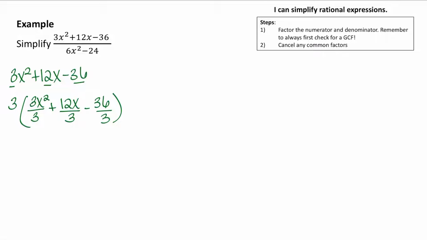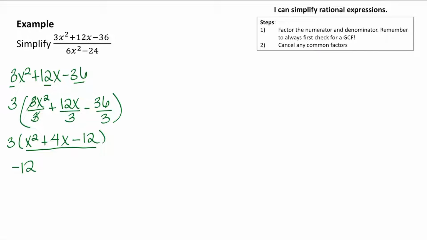So now when I simplify this, I have 3 times here, 3 and 3 cancel, so I have x squared. And then I have 12 divided by 3, which is 4, so 4x. And then minus 36 divided by 3, which is 12. So now let's go ahead and factor this trinomial we have left, right? x squared plus 4x minus 12.